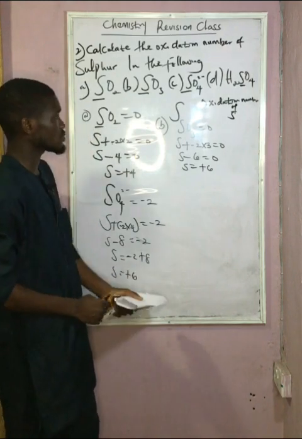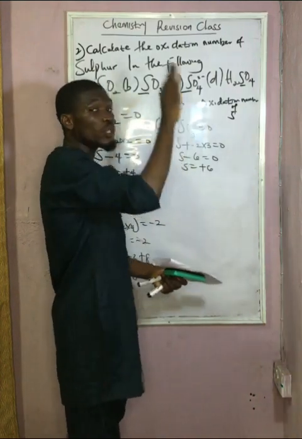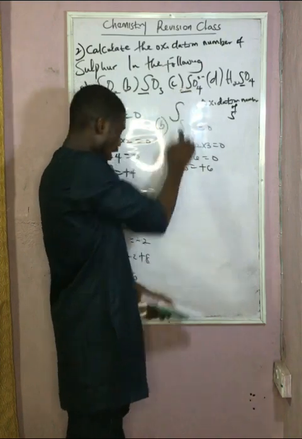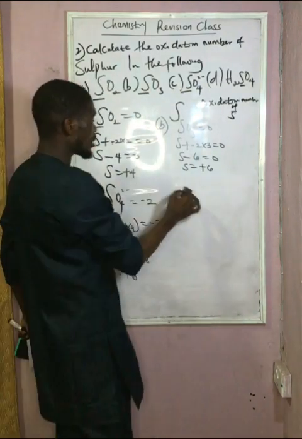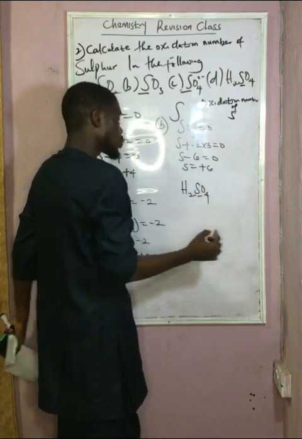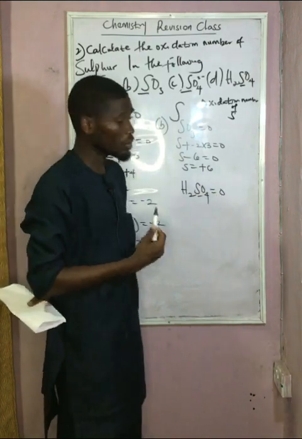Plus 6. So with that, I said tetra. This form is what? Tetra. So I said tetraoxosulfate 6 acid. Is that clear now? So let's take a look at the last one, which is H2SO4. So mind you, this compound will also be equal to 0 without any charge.